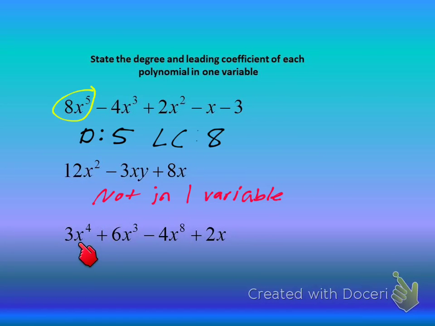The third one down here, we have 3x to the fourth plus 6x cubed minus 4x to the 8th plus 2x. Okay, so I have a question. Is it in standard form? No, it's not. All right, now, you should probably move it to write it in standard form. You don't have to for this, though, since all we want is the degree and the leading coefficient. But you have to be careful. Okay, so let's start with the degree. All right, the degree of that guy, remember, is the biggest exponent, which is going to be 8.